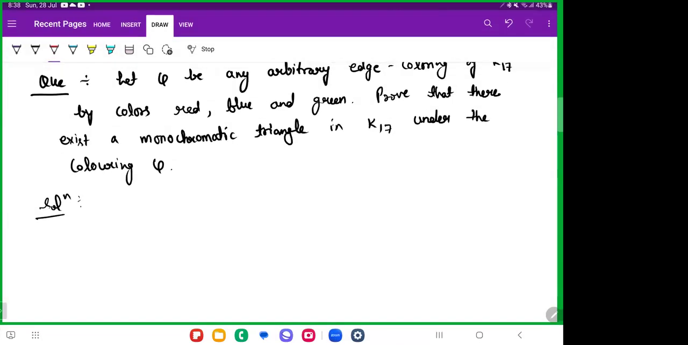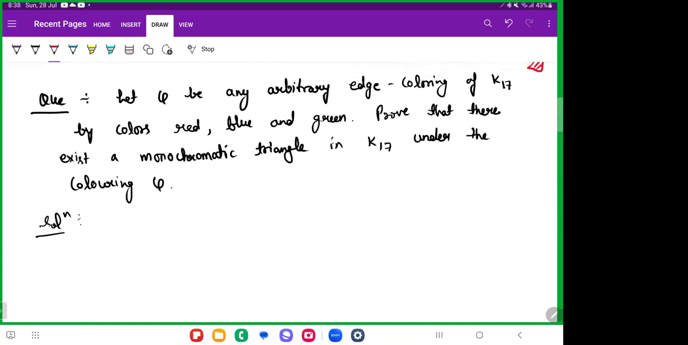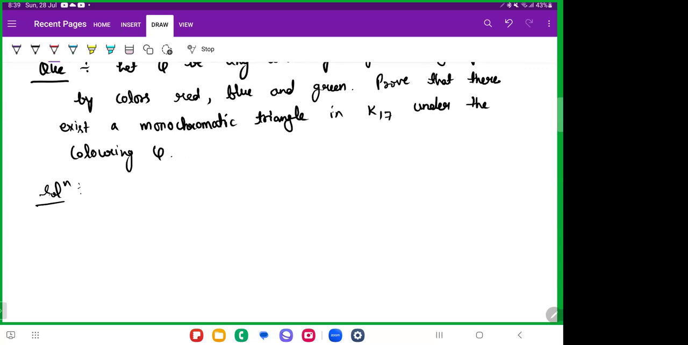Sir, I think we need to consider the possible K3s in K17. How? I'm still thinking about it. Okay, you think. Let me give you some hint.